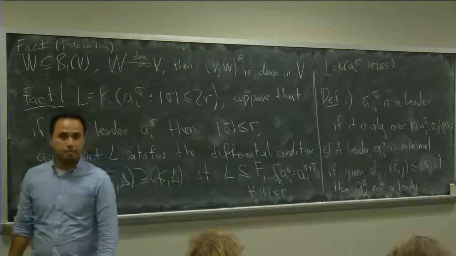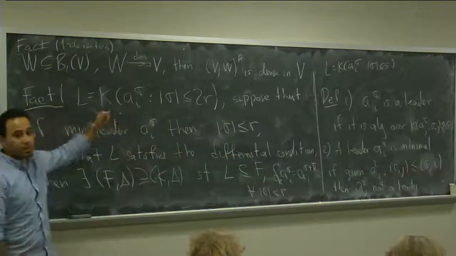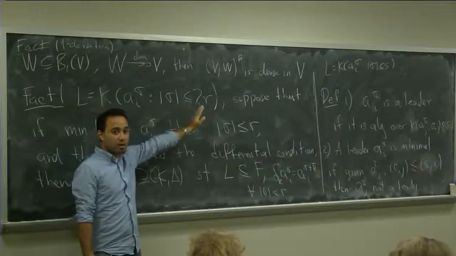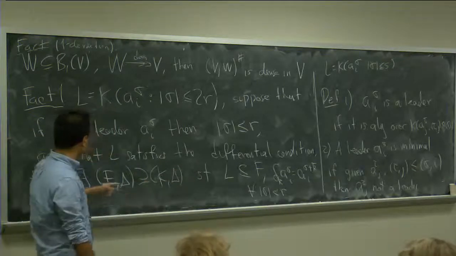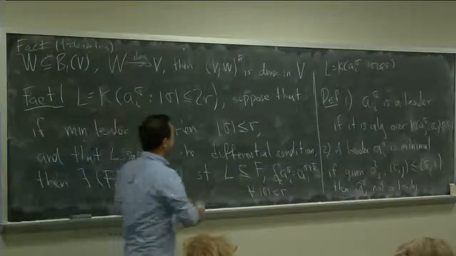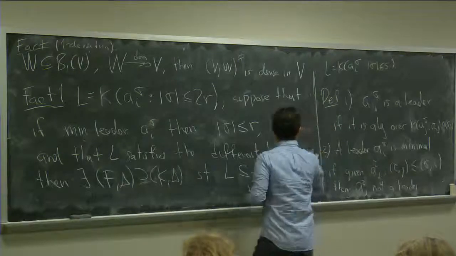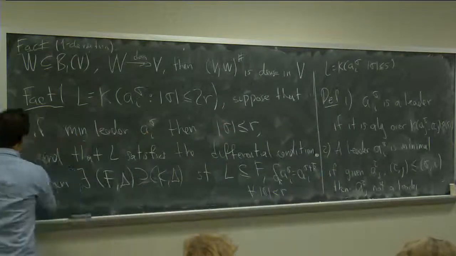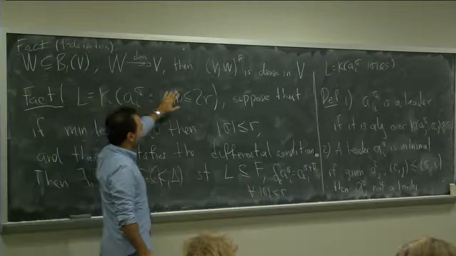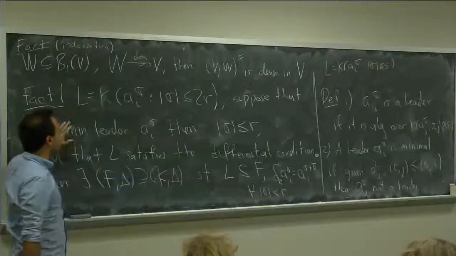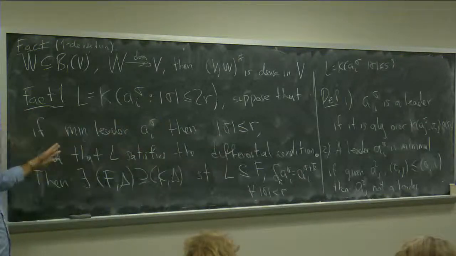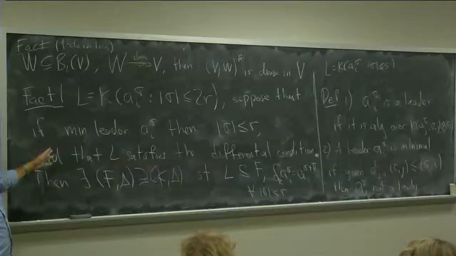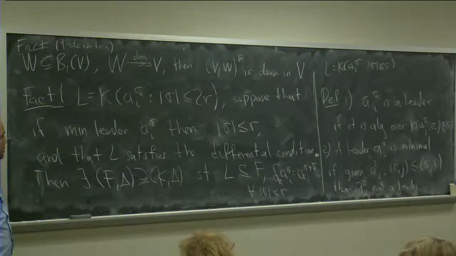Well, no, that's the hypothesis, right? So if you start with something of length 2R, this is the end of the hypothesis. This is the conclusion. So let me remind you: I have a field of this form, and the hypotheses are that every minimal leader satisfies this condition, and that L satisfies the differential condition. Oh, I see. So you go over the derivative up to 2R minus 1.